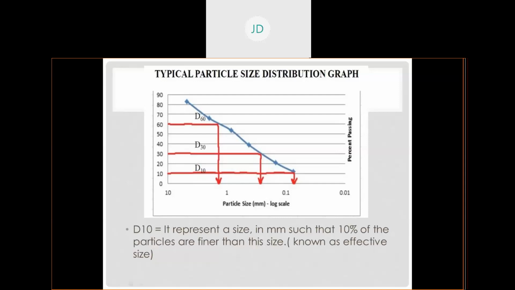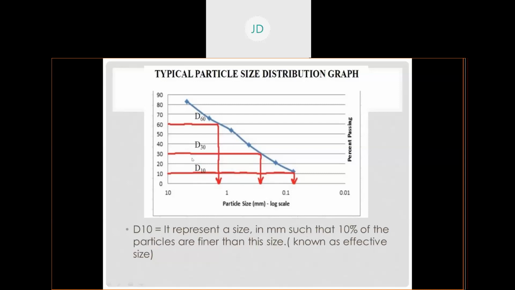For that, you need to find out first D60, D10, D30. Now, what is this value? D10 represents a size in millimeters such that 10% of the particles are finer than that size. D10 is also known as the effective size. Only D10 is known as the effective size, not the others.